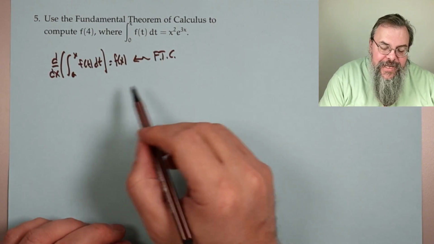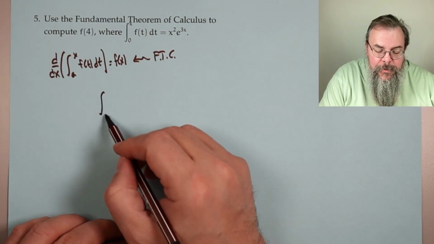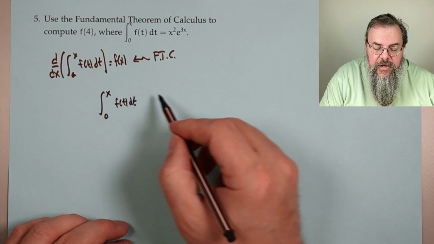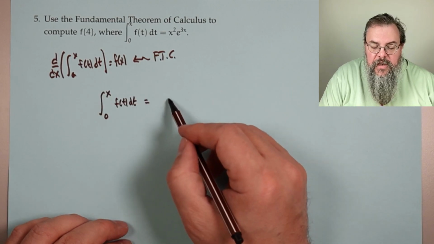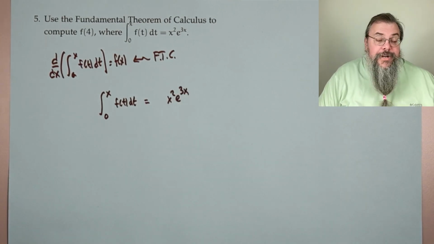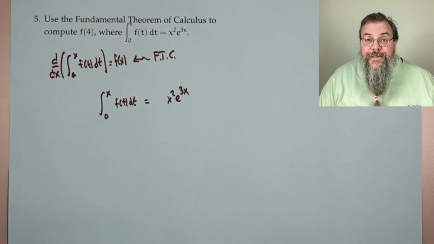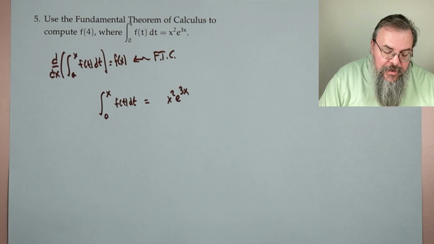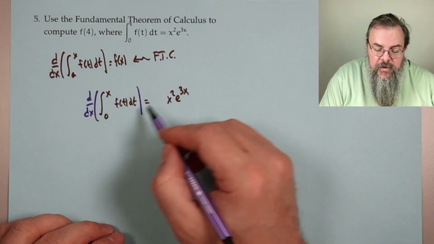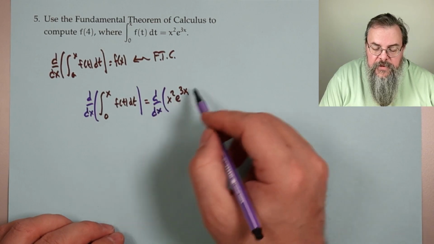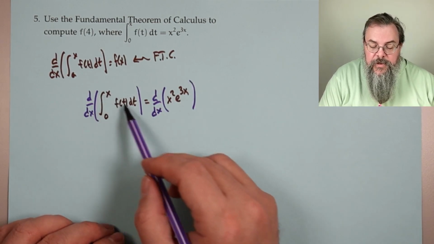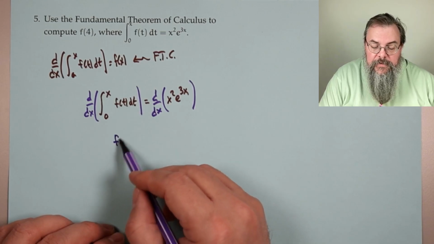So, let's take our equation that we were given, the integral from 0 to x of f of t dt is equal to x squared e to the 3x. And now we're going to take the derivative of both sides. So we have that the derivative of the integral is equal to the derivative of this function. The derivative of the integral from 0 to x of f dt is f of x.